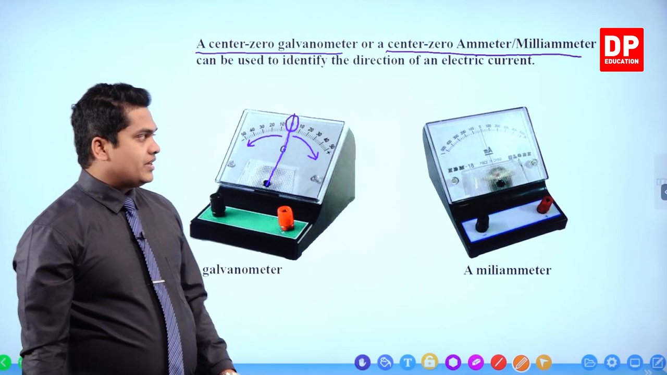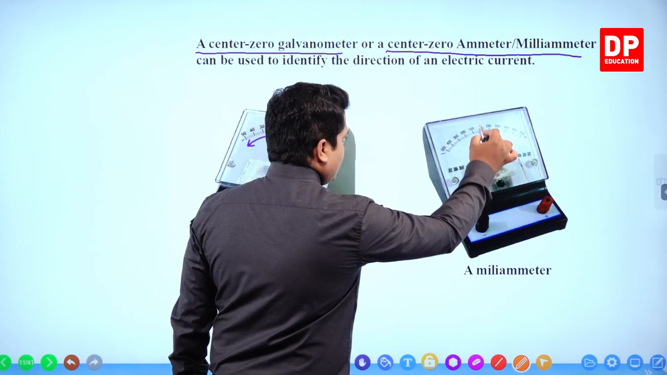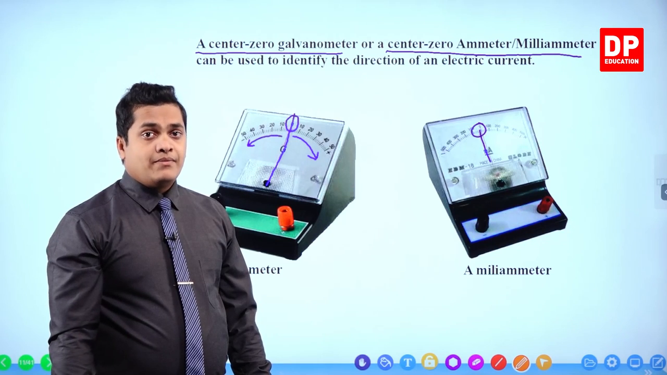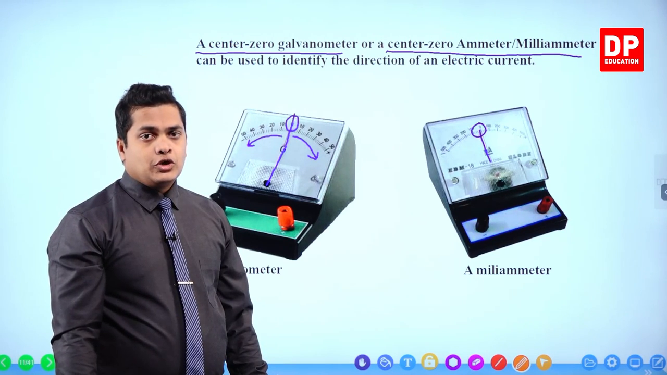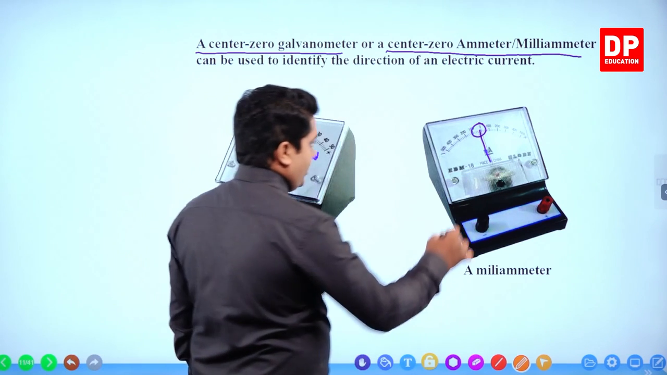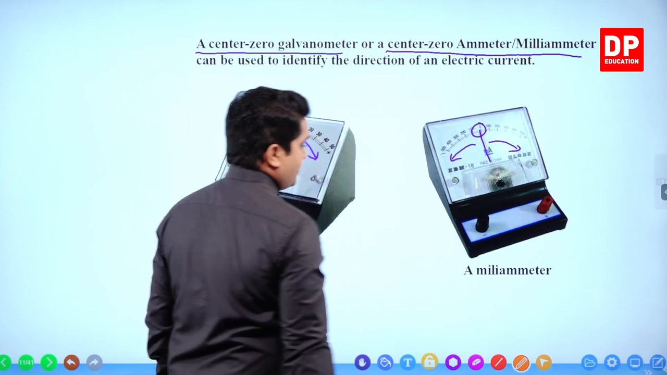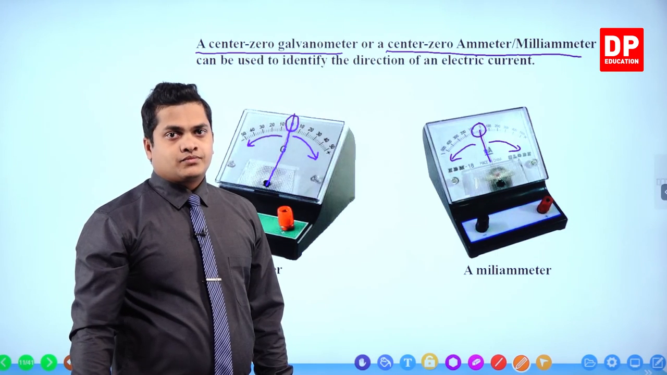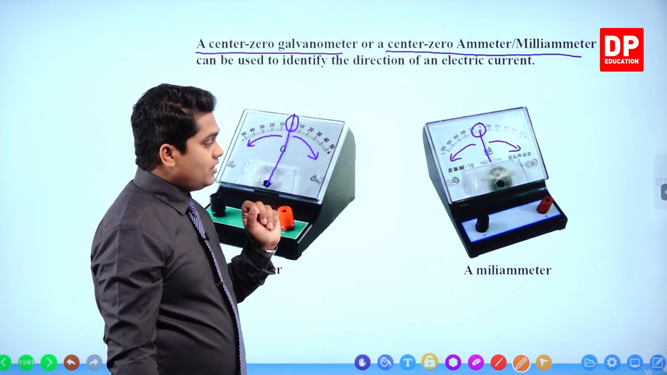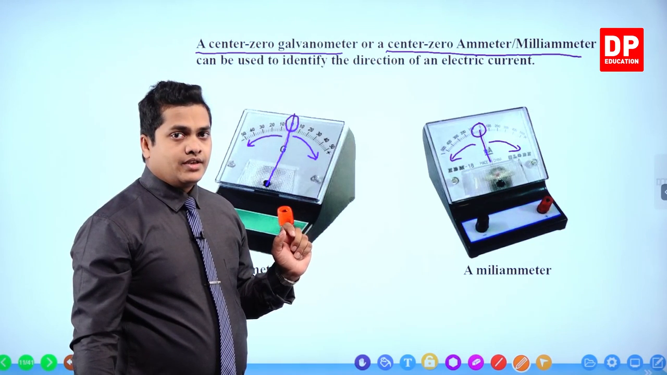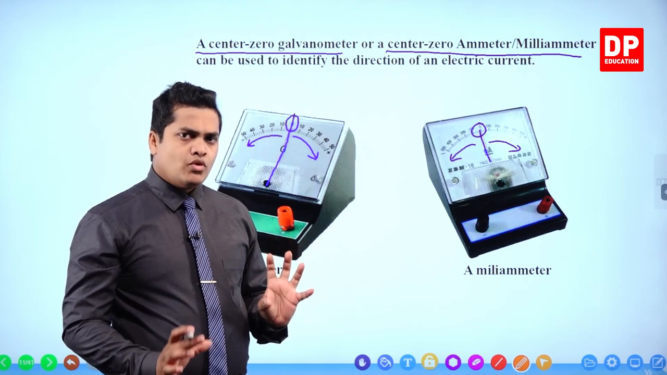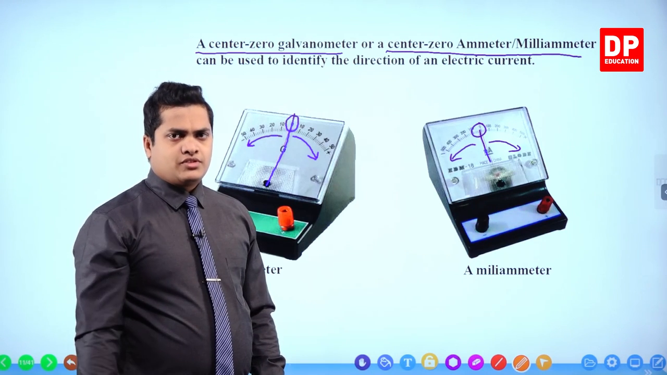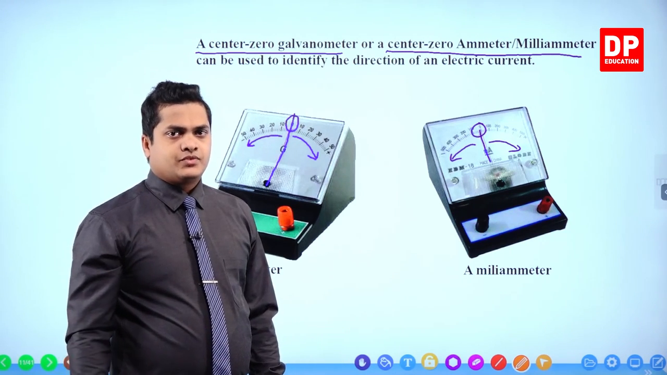Like in the center zero galvanometer, here also you can observe the zero of the reading at the middle of the ammeter or the milliammeter. Once again, the reading could move to here or to the other side, so according to the current flow direction, the indicator will move. Milliammeter is used to measure small amounts of current. Ammeter is used to measure large amounts of current. We'll be discussing those things further as we go further with the lesson.